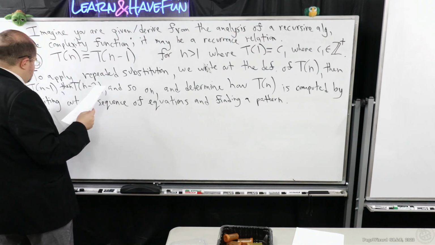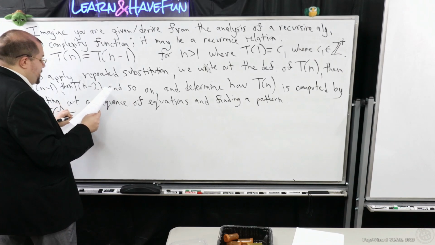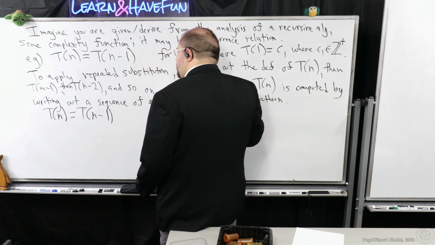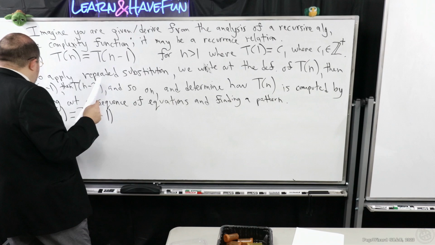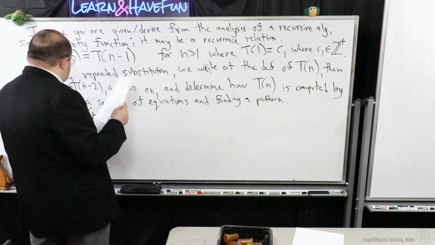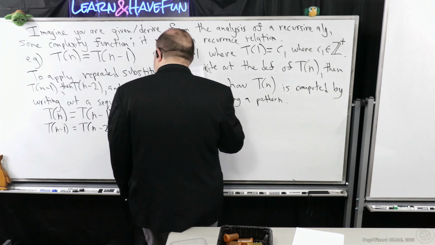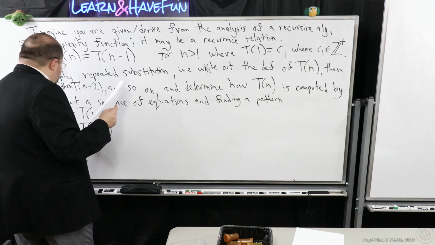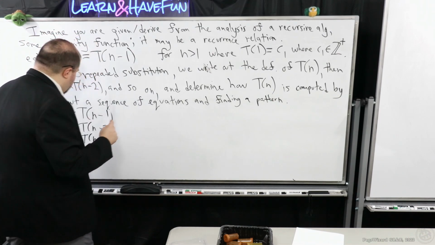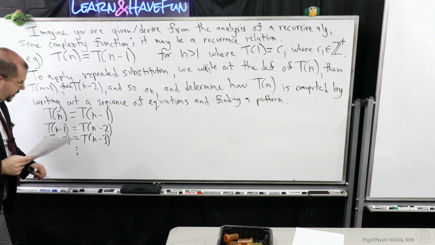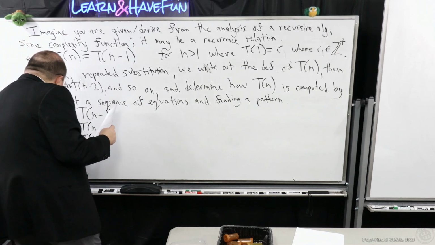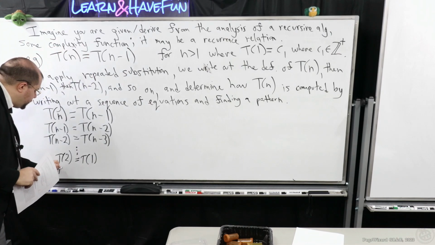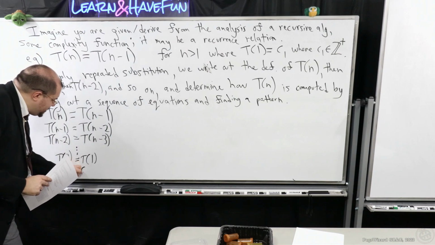So, for example, I'm going to write down a bunch of equations so that we can use them. Well, T of n is equal to T of n minus 1, right? And T of n minus 1 is equal to T of n minus 2, right? And T of n minus 2 is equal to T of n minus 3, and so on. I could keep writing down more equations. And T of 2 is equal to T of 1. And T of 1 is equal to C1.